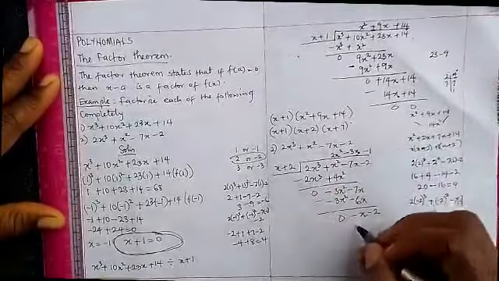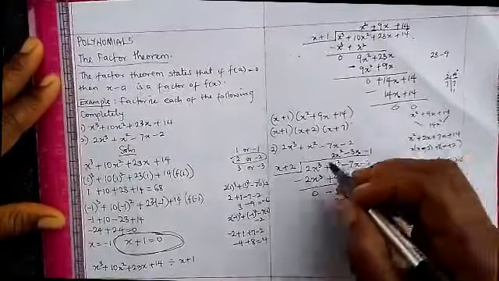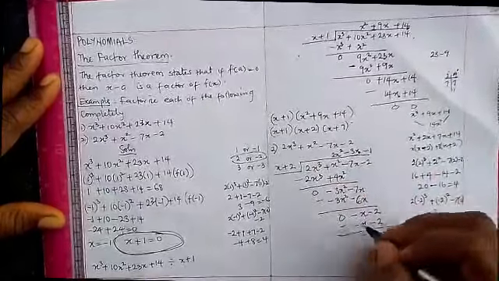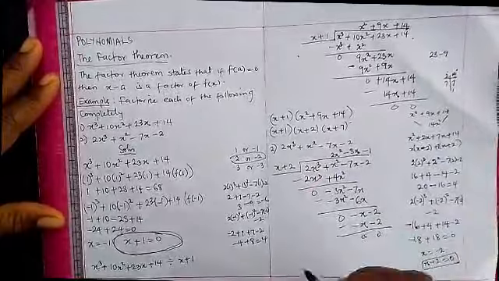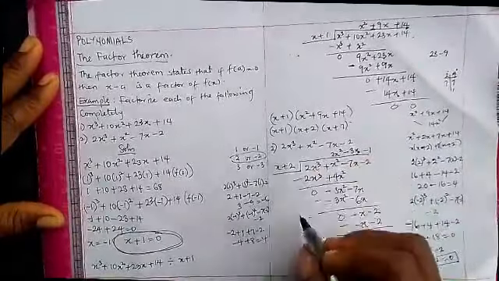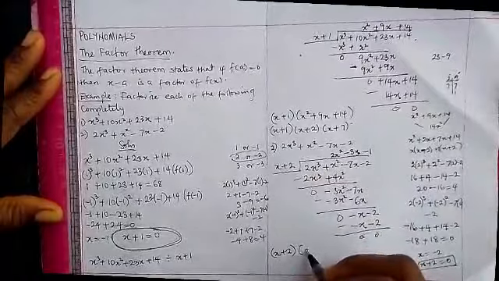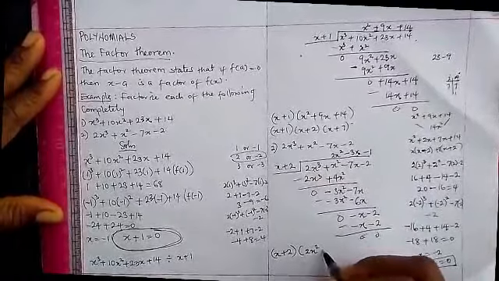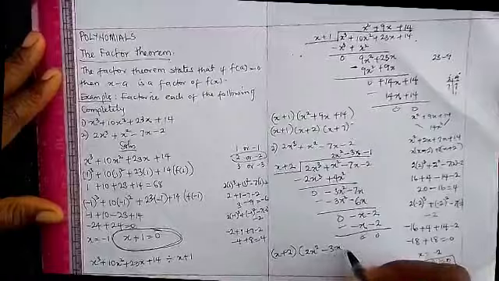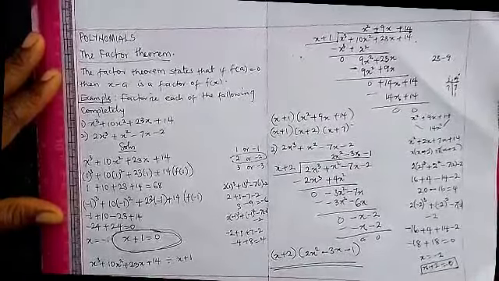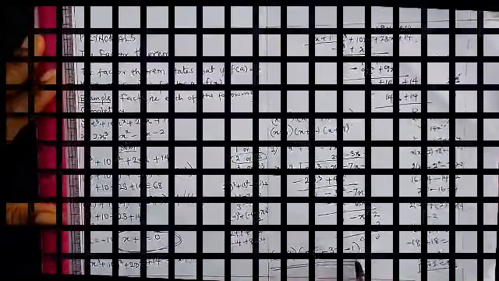Minus 1 times x is minus x. Minus times plus is minus. 1 times 2 is 2. Subtract everything, gives you 0. So the factors of this polynomial are x plus 2 and 2x squared minus 3x minus 1. So we have factorized completely. If you want to further factorize this, you can factorize it.